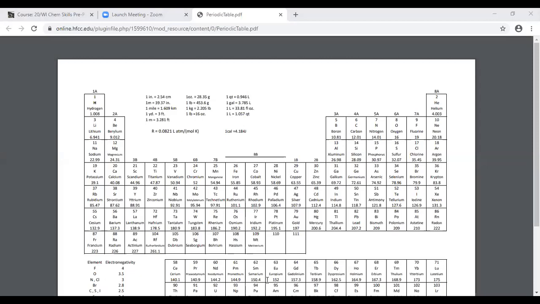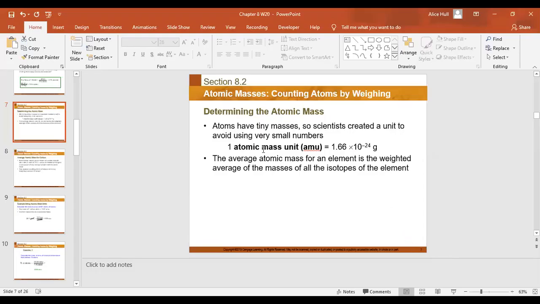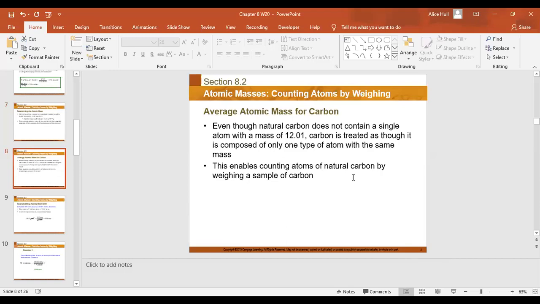I'm going to go back to the PowerPoint. Okay. So 1 atomic mass unit, 1 AMU equals 1.66 times 10 to the negative 24 grams. Okay, so we're going to keep that in mind. So even though carbon does not contain a single atom worth that mass that's listed on the periodic table, it's treated as though it's composed of only one type. And that's the number that we're going to be using that's listed on the periodic table.